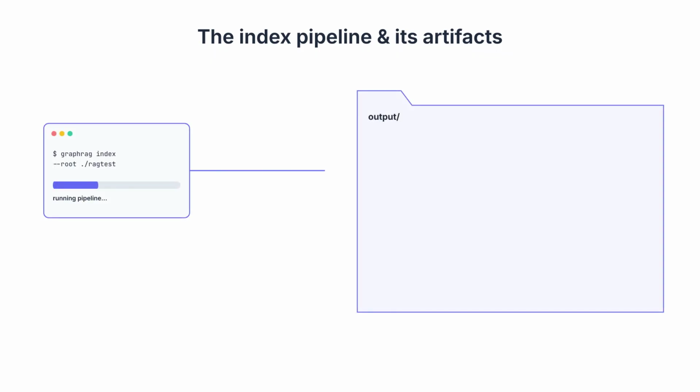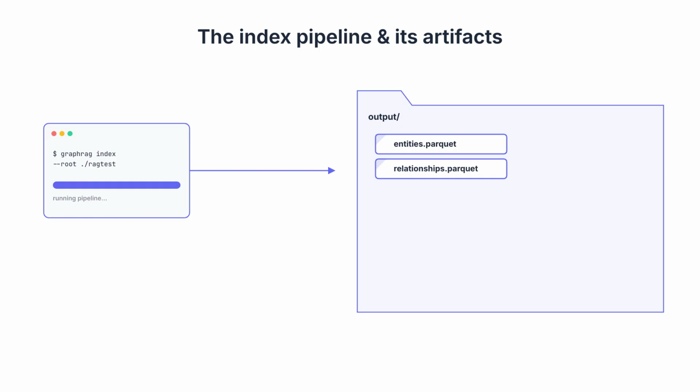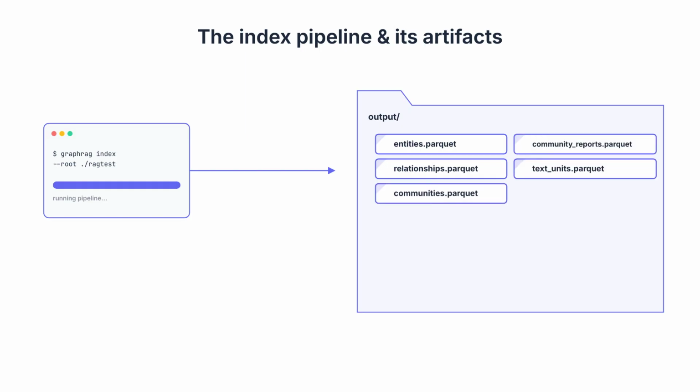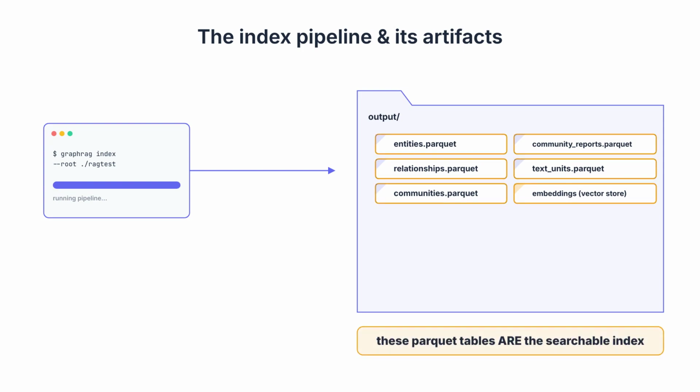You run GraphRAG index, which executes the whole pipeline we animated. When it finishes, it drops Parquet tables on disk: entities, relationships, communities, community reports, and text units, plus a vector store of embeddings. Those Parquet files are the entire searchable index. Every query mode just reads them differently.